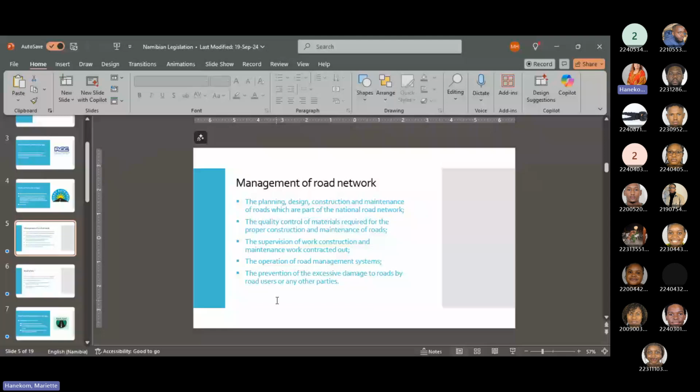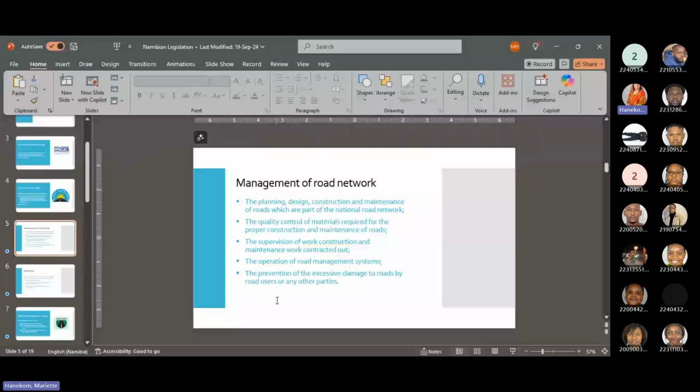Quality control, of course, very important. Quality control of materials to make sure that these roads that are built are well built and will last. They have a supervisory role. They appoint the contractors and supervise their work.